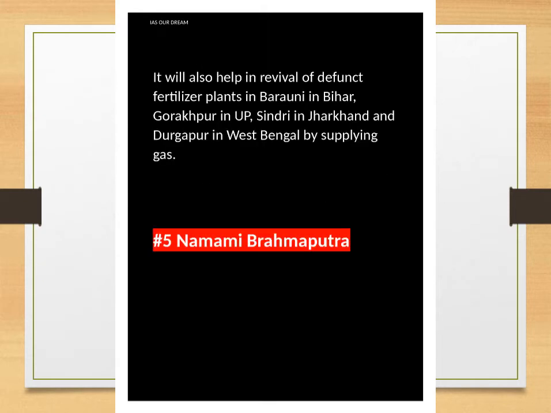It will also help in the revival of defunct fertilizer plants in Barauni in Bihar, Gorakhpur in UP, Sindri in Jharkhand, and Durgapur in West Bengal. These are fertilizer plants that were defunct because of a lack of gas supply. Now with the Urja Ganga project, they will be rejuvenated. So that was the fourth topic, and now we move towards the fifth topic, that is Namami Brahmaputra. You must have heard about Namami Gange, but Namami Brahmaputra is also something which is on paper and has been worked out.